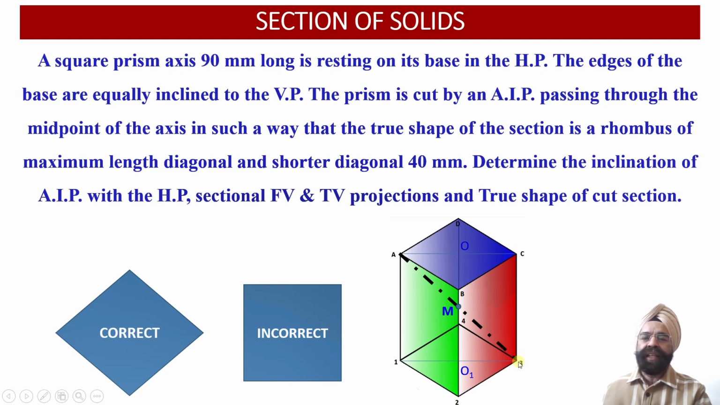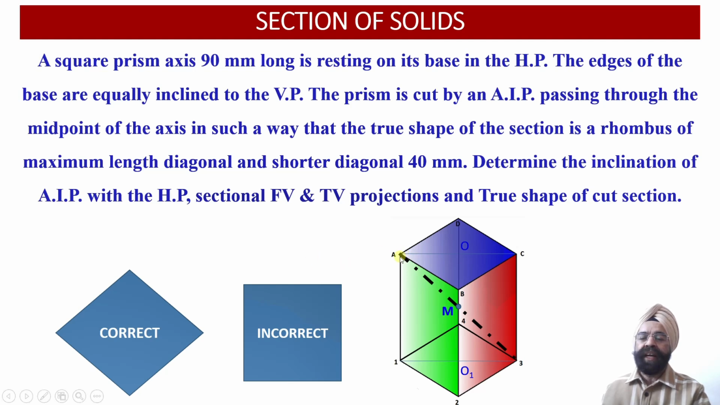And then another thing we need to remember is that we have to obtain the true shape of the cut section as a rhombus having maximum length of the diagonal. In order to obtain it, we have to ensure that the cutting plane passes through these two extreme points which lie on the opposite corners of the base and the top face.